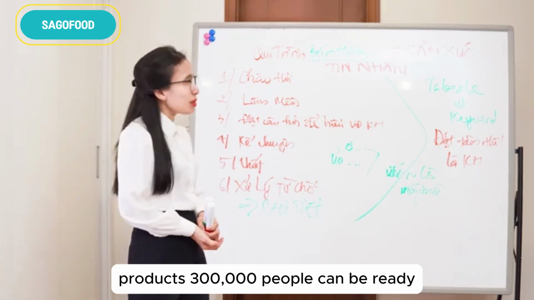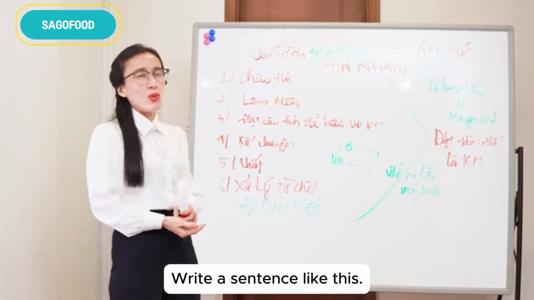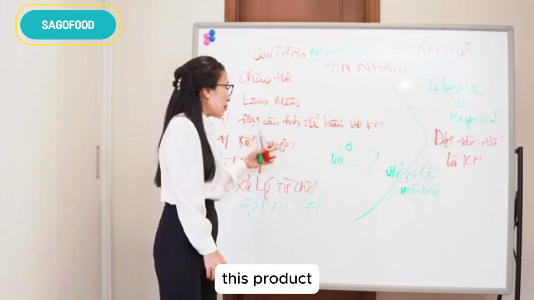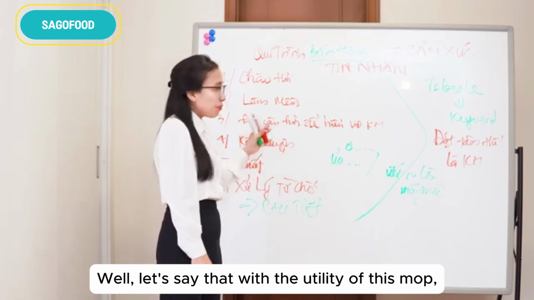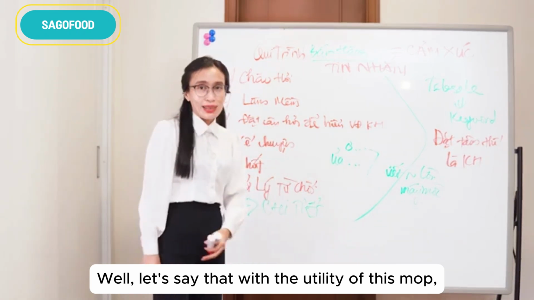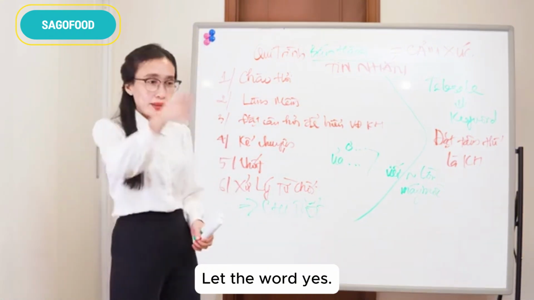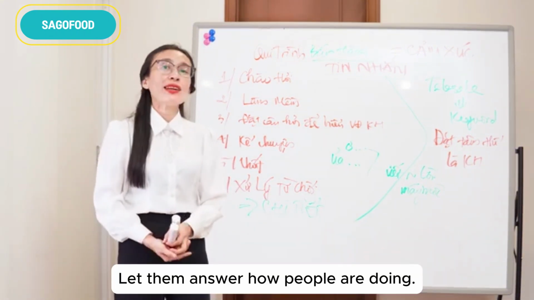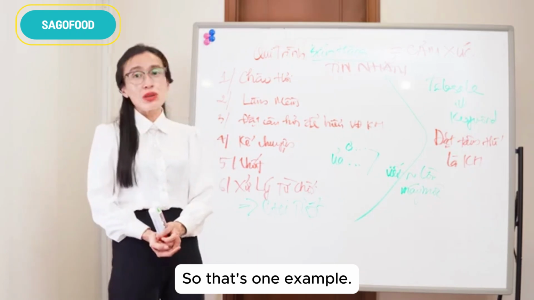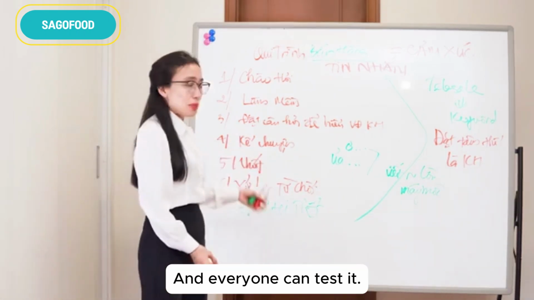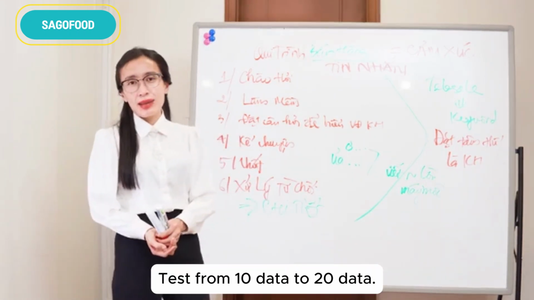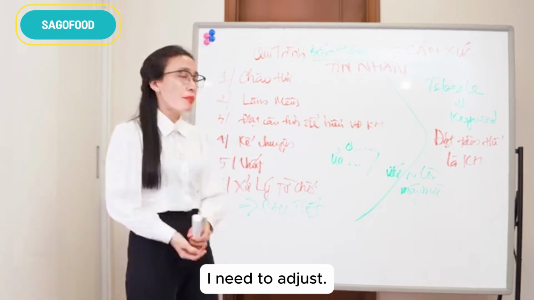Products of 300,000, people can be ready. Write a sentence like this. This product, let's say, with the utility of this mop. You see that in your family. Do I need to see this mop or not? Let them answer yes. Let them answer how people are doing. So that's one example, and everyone can test it. Test from 10 data to 20 data. First, people will know that I need to adjust.